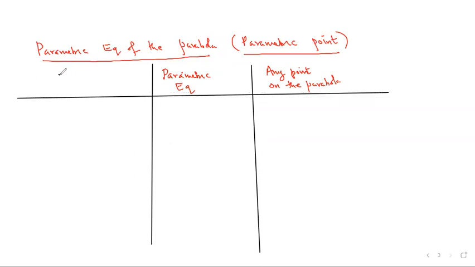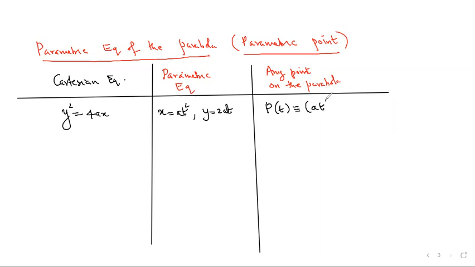So what am I writing? Cartesian equation. So the first parabola, y square equal to 4x. Its parametric equation is: x coordinate is always at square and y coordinate is 2at. If they say equation, we'll have to write it this way. Any point we'll write as P of t is at square comma 2at. So if you are asked to find a point on the parabola, you will assume this as the coordinate of the point on the parabola. Is it fine?